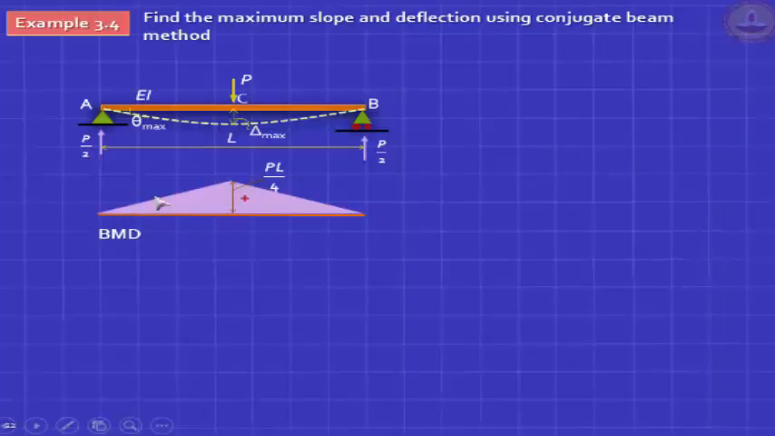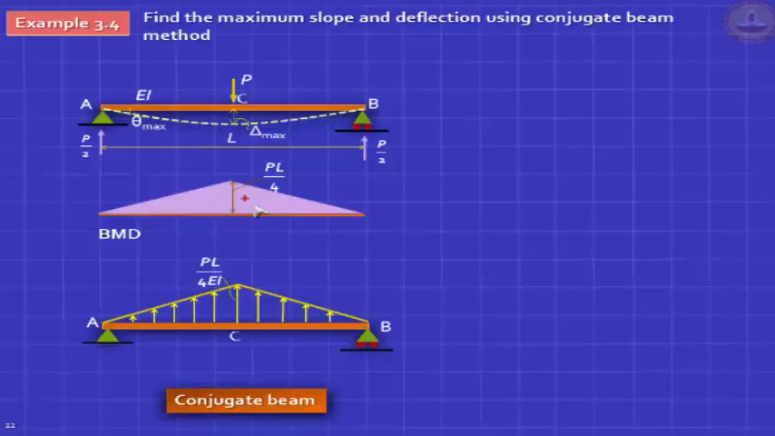Please note, our interest is not the bending moment diagram. I'm interested in the deflected shape. There will be another bending moment diagram in my conjugate beam, so that you don't get confused. This is useful to get my loading in my conjugate beam. My conjugate beam will also be simply supported. Remember, that support condition doesn't change.